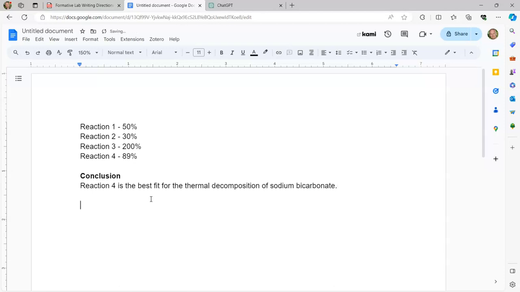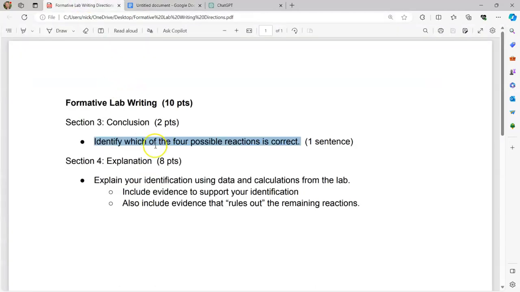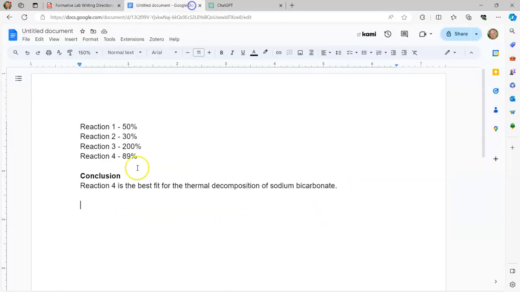Okay? All right, next. It says, for the explanation section, explain your identification using data and calculations from the lab. Include evidence to support your identification. Also include evidence that rules out the remaining reactions. Okay, so for the explanation, you need to talk about each of the reactions and why it was a good fit or why it was not a good fit. So notice in my conclusion, I just wrote reaction 4 is the best fit. I didn't explain why. That is saved for the explanation.